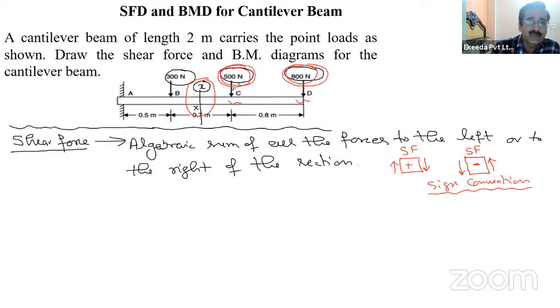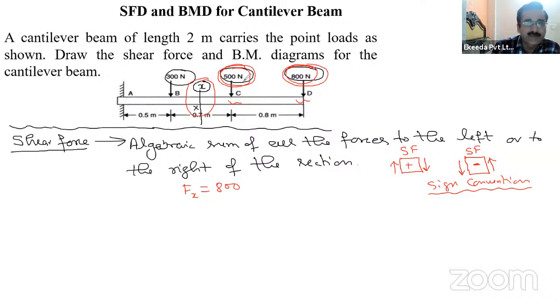So here, if I want to find out the shear force at x point, Fx, x section, then what are the forces? One force is 800 Newton. 800 Newton force is there. So the 800 Newton force is downward to the right of the section. So it is positive. So I will write 800.